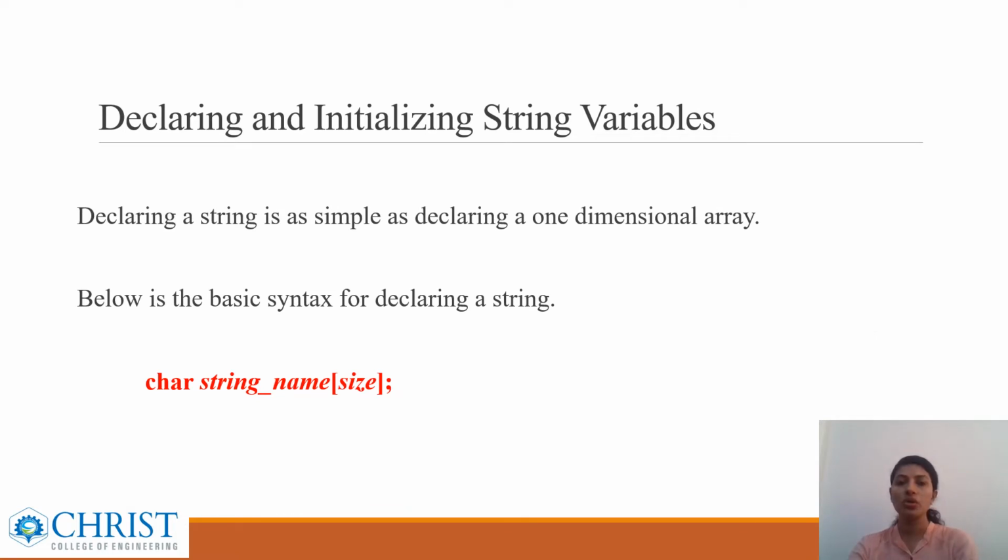Next, we will look at how to declare a string. Declaring a string is as simple as declaring a one-dimensional array. This is the syntax for declaring a string. First we give the keyword char and a space. Afterwards we give the name of the string. Any name can be given, like name, address, city, etc. Then we give the size of the string in the square brackets and then a semicolon. This is the basic syntax for declaring a string in C.